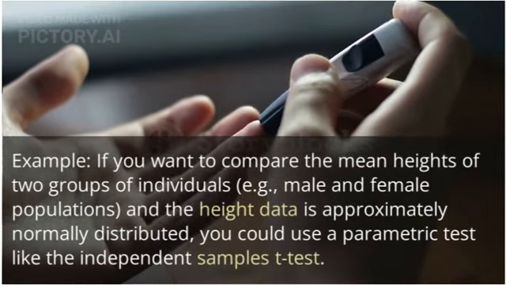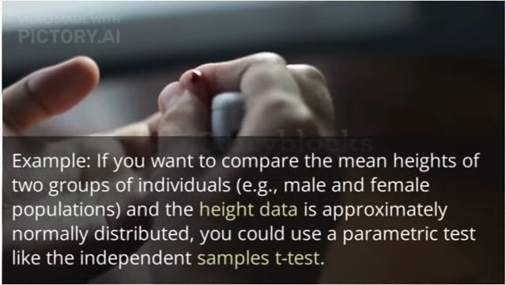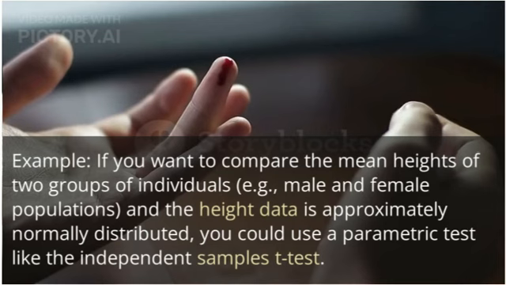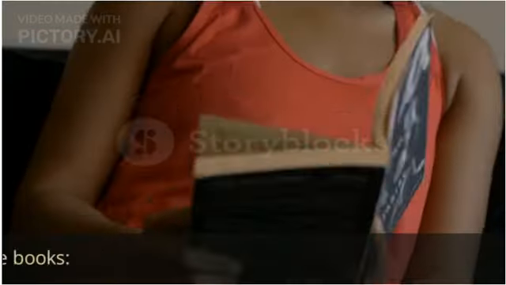Example, if you want to compare the mean heights of two groups of individuals, e.g., male and female populations, and the height data is approximately normally distributed, you could use a parametric test like the independent samples t-test.